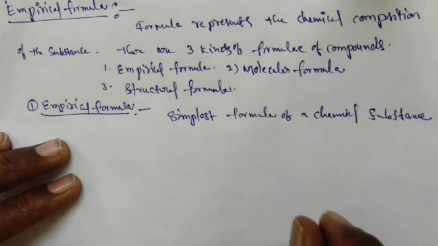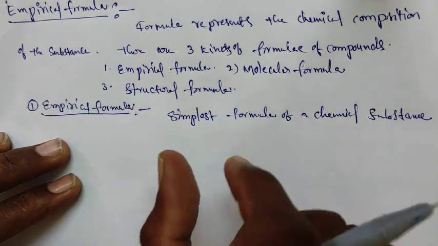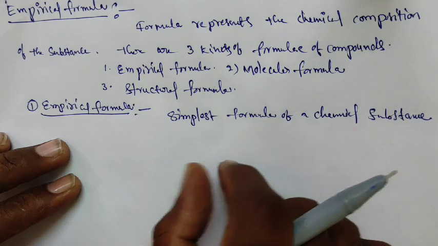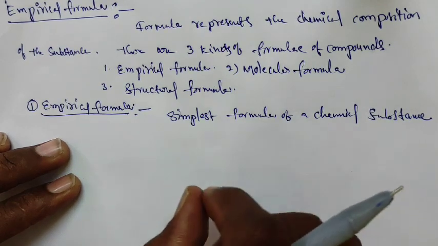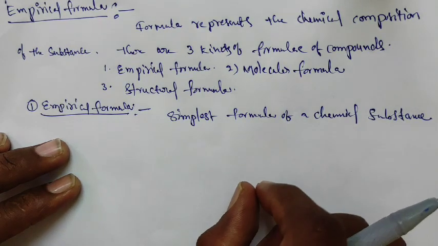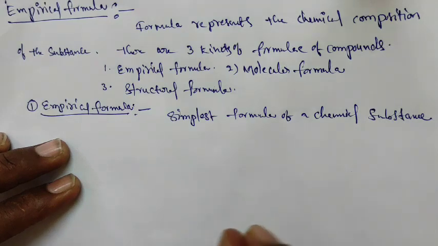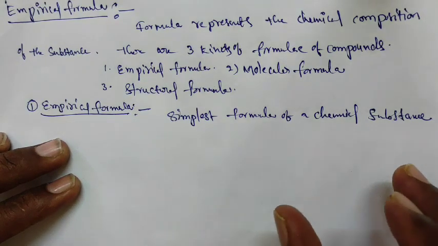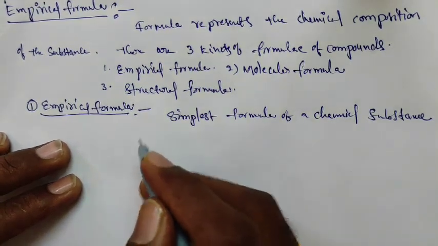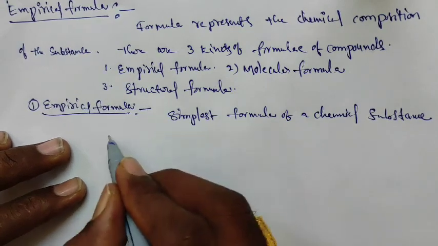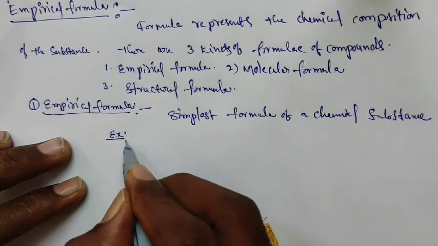It is the formula of the substance which gives the relative whole number ratio, the simplest whole number ratio of atoms of each element present in the molecule of a substance. For example, I will take an empirical formula example.